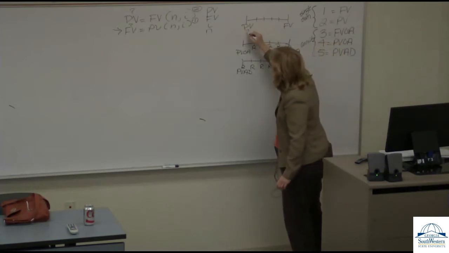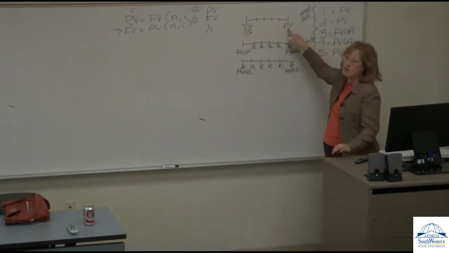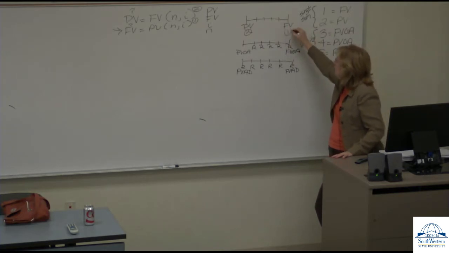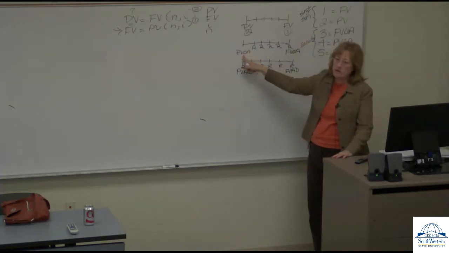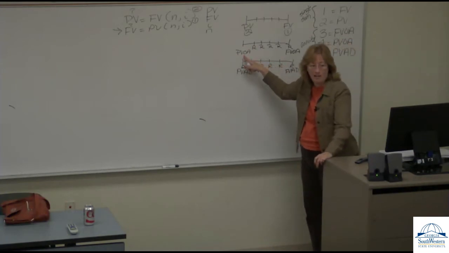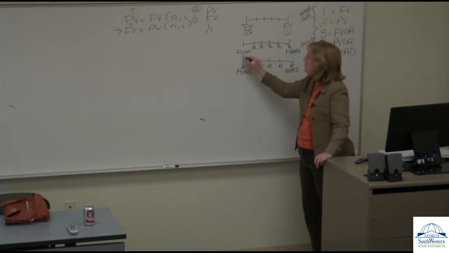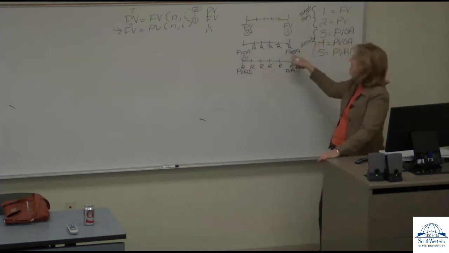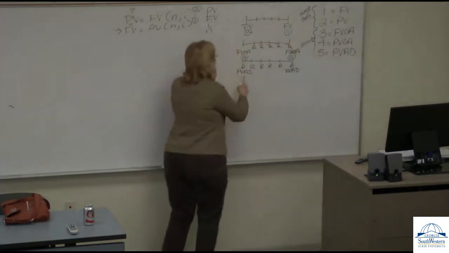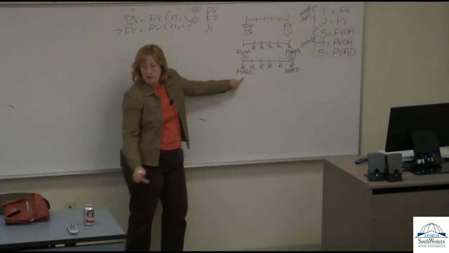If we're looking for this, what table do we look on? Future value. 1. If we're looking for present value of ordinary annuity, we look on present value. Yeah, they're not in the right order, right? And then this one we look on 3, right? Okay. Now, this one, present value of an annuity due, we look on 5.